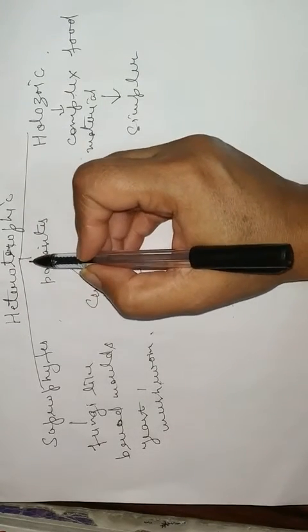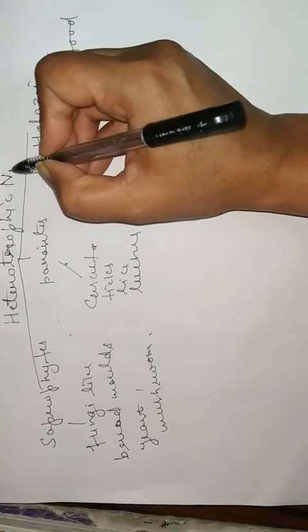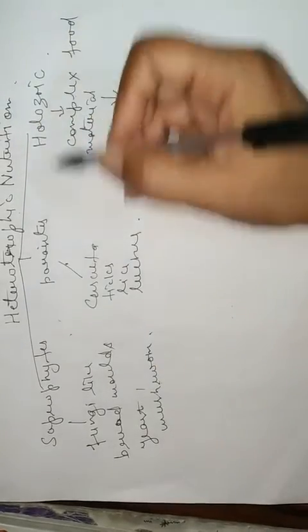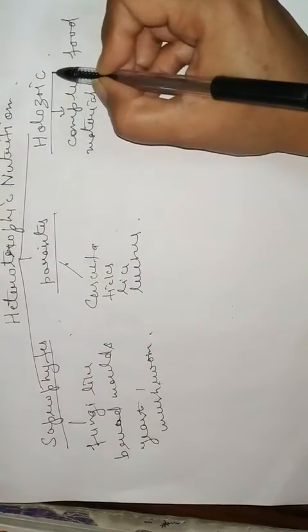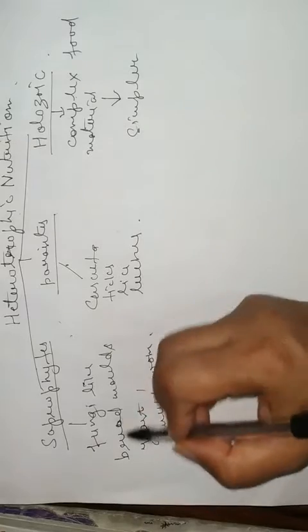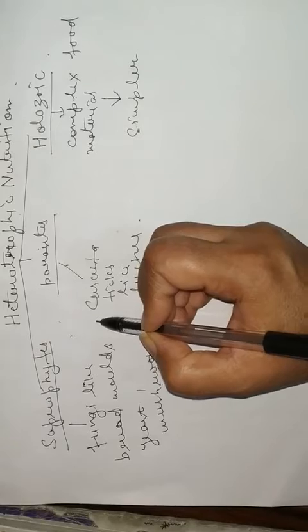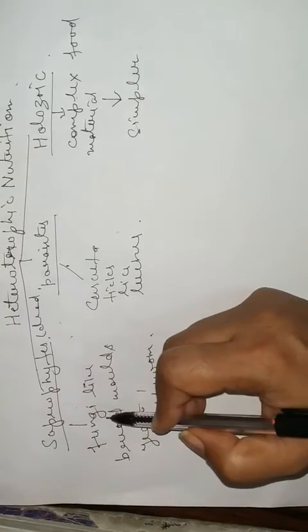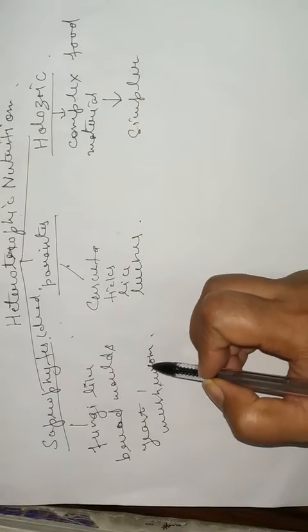We start the second type of nutrition, that is heterotrophic nutrition. As we read, heterotrophic nutrition is of three types. First one is saprophyte, second one is parasite, third one is holozoic. What are saprophytes? They take their food from dead and decaying materials. Examples are fungi like bread molds, yeast and mushroom.